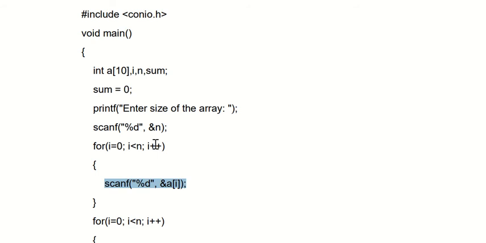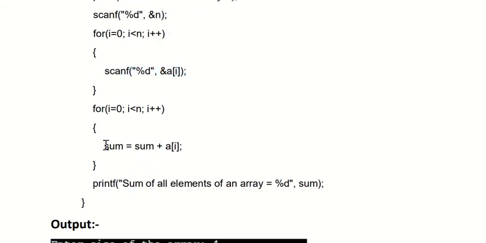Now closing bracket, then i plus plus. It means we are incrementing the value of i by 1. Then again we check the condition, that is 1 less than 5, and the condition is true. Again inside the for loop, the user will enter the second value. This time a[i] means a[1], so whatever number the user enters will get stored in a[1]. And likewise a[2], a[3], and a[4].